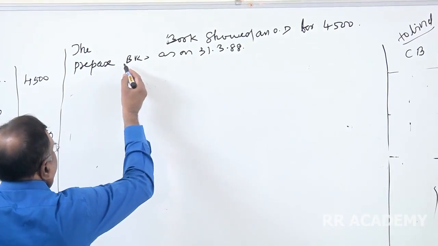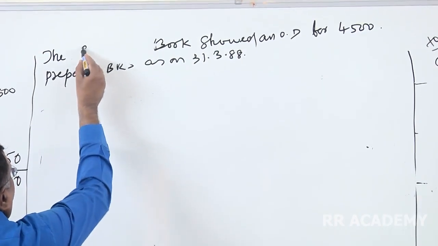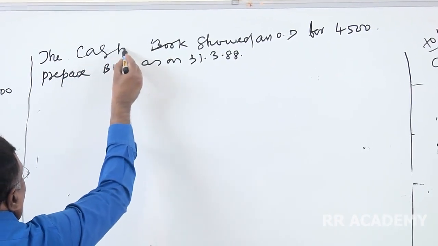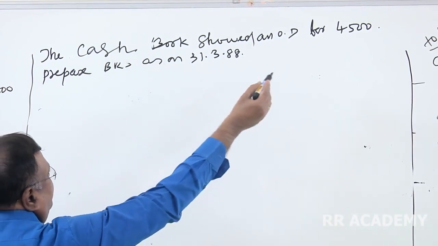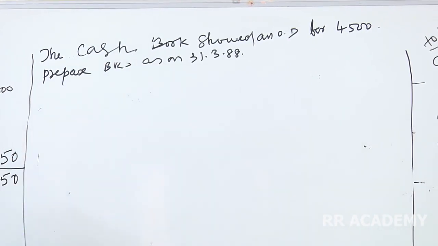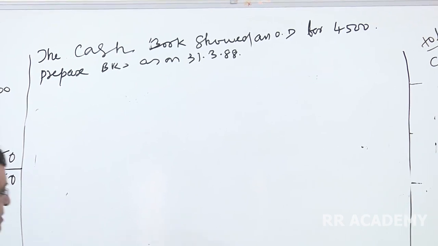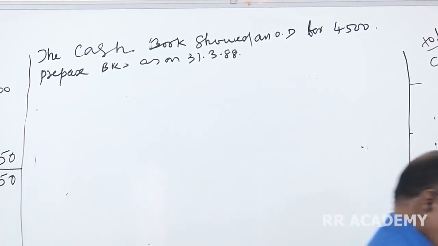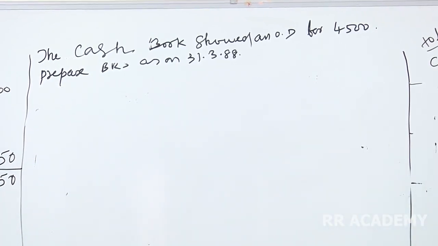Now, we will take as cash book. The cash book showed an overdraft for 4,500. Prepare BRS as on 31/3/88. Same. We will take one problem.